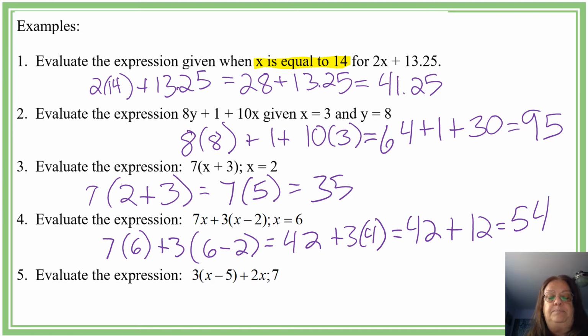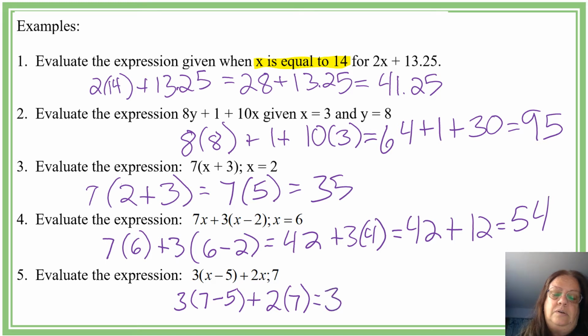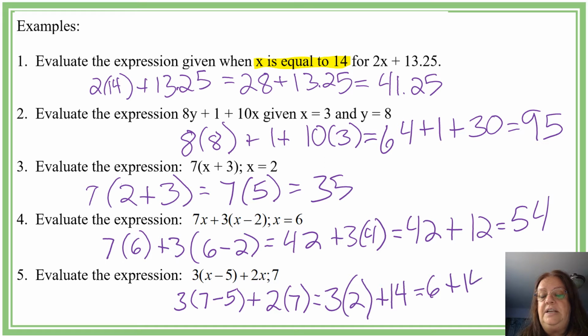All right, now we're plugging 7 in for x. So we have 3 times 7 minus 5 plus 2 times 7. So that's 3 times 7 minus 5 is 2. 2 times 7 is 14. All right, 3 times 2 is 6 plus 14. And now I have 20. There we go. All right.